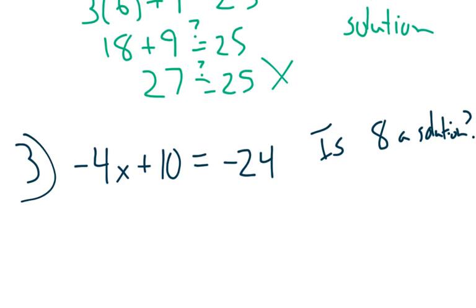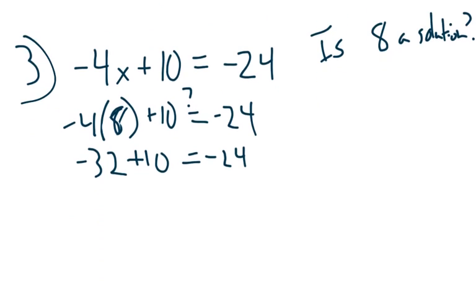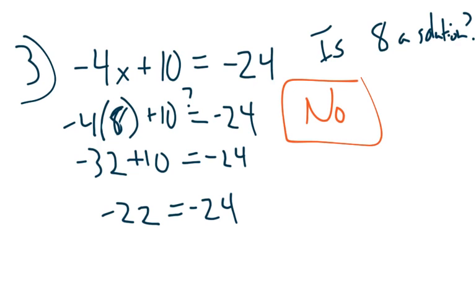All right, so what we're going to do, negative 4 times 8 plus 10 equals, with a question mark above it, negative 24. And so, accidentally, I thought it was going to be negative 8 there. It's just regular 8. Negative 32 plus 10 equaling negative 24. Crunch those numbers. That's going to give us negative 22 equals negative 24. Again, it's close, but it's not exact. So the answer here is no, not a solution.